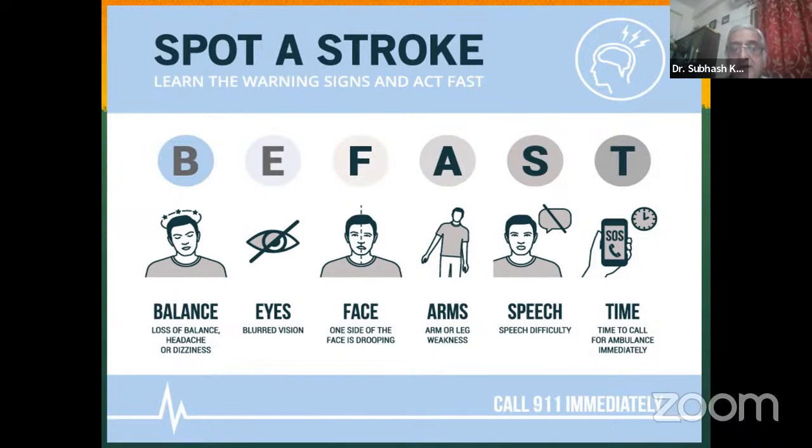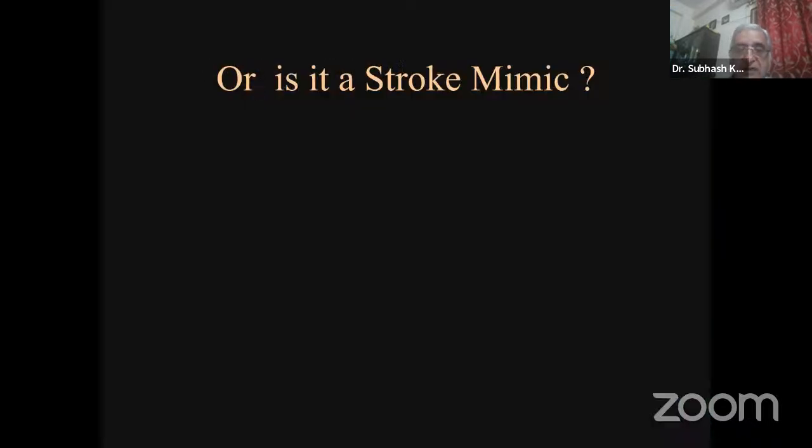So the main thing which is to be remembered in suspecting stroke is that the moment you suspect it, it's like a house on fire. We cannot waste time. We have to immediately seek medical attention.